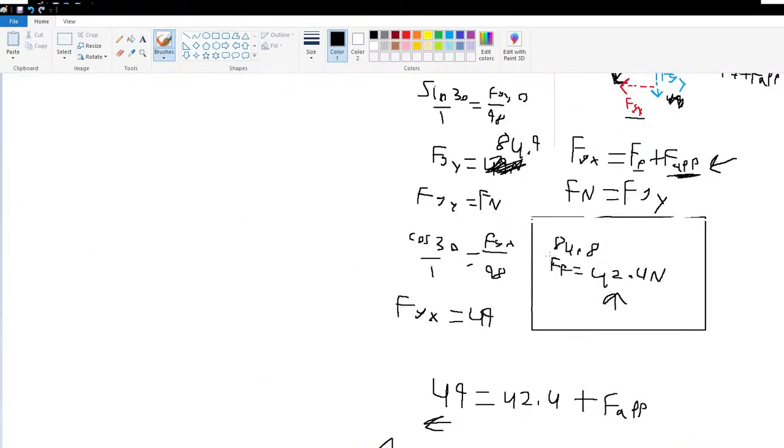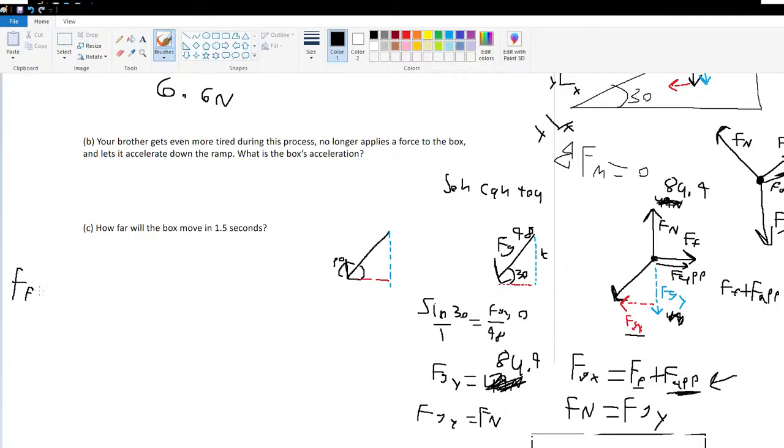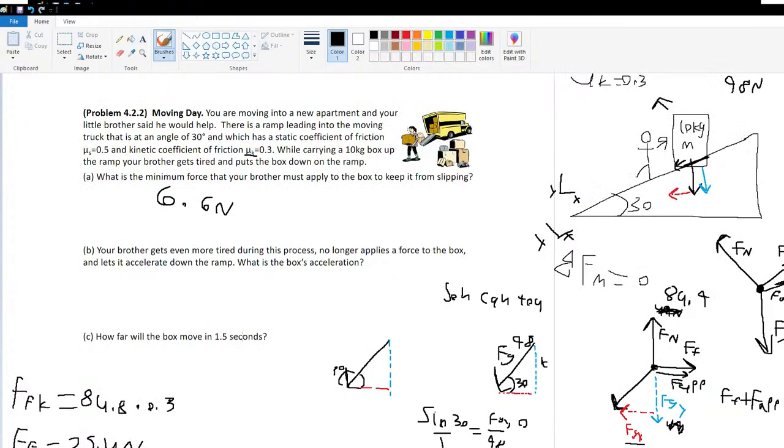So we have our normal force value here, right? And if we want to find the kinetic friction force, we're just using our normal force, which was 84.8, except this time we're multiplying it by 0.3 instead of 0.5 because it's moving. So 84.8 times 0.3 means that our force of friction, kinetic, is going to be equal to 25.4 newtons.